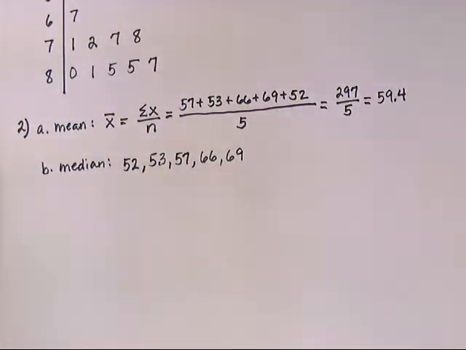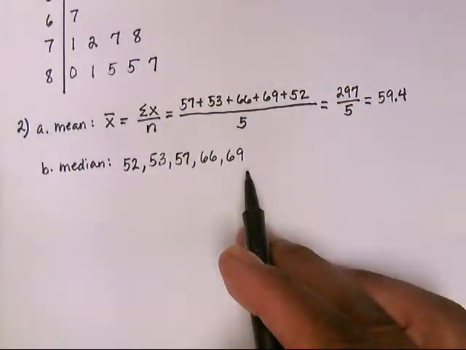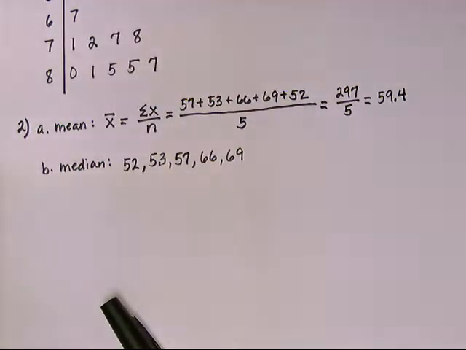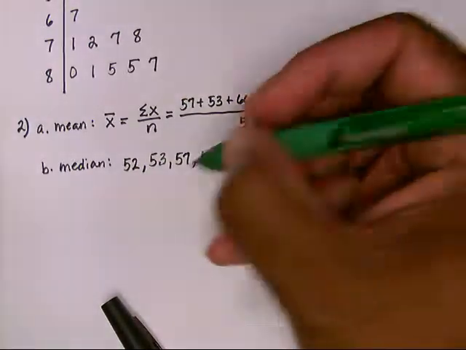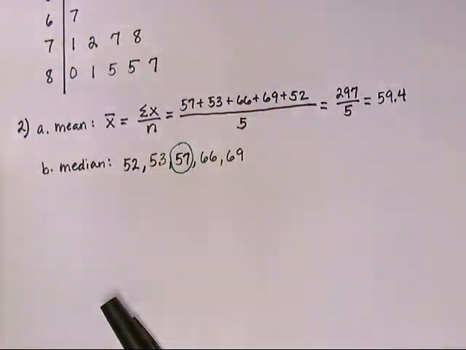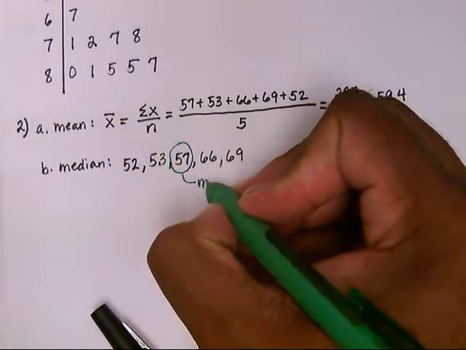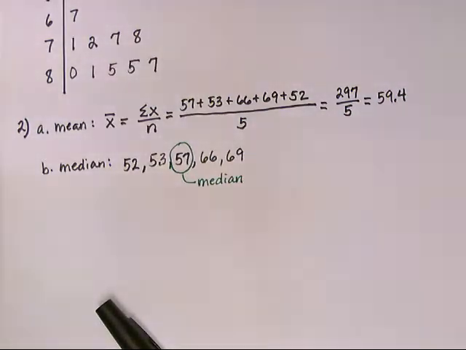Alright, next, the median. If you have an odd number of data values, the median is always going to be the middle number. If you have an even number of data values, your median is going to be the average of the two middle numbers. So here, I have an odd number of data values. There are 5 data values, so I select the middle number, which in this case is 57. So the median of this data set is 57.